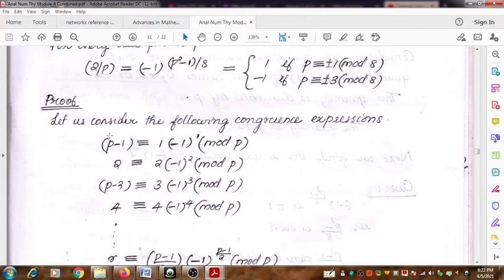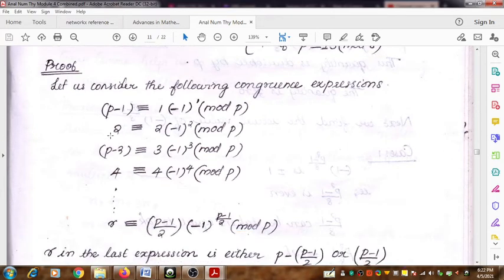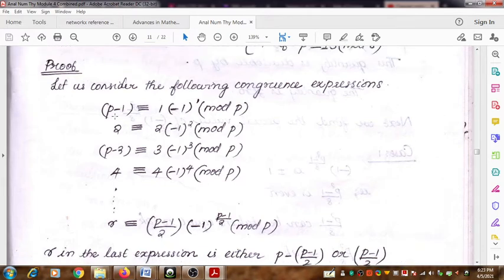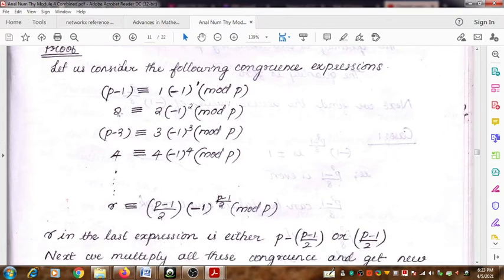Now to prove this, let us consider the following congruence expressions. We begin with a set of congruence expressions. First is p minus 1 is congruent to 1 into (-1) raised to 1 mod p. That you can verify by simplifying this expression. Next expression is 2.